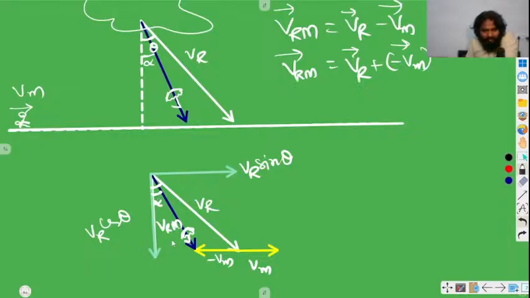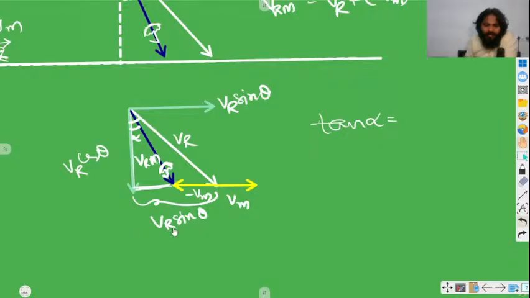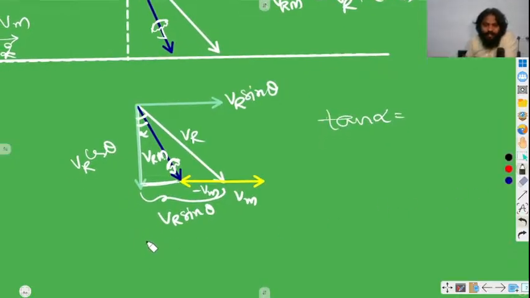Now from this right angle triangle, you have to measure tan alpha. So tan alpha is equal to, here to here is VR sin theta. Opposite sides are equal. Here to here is nothing but VR sin theta. Now you want only this value x, so from VR sin theta, if you subtract Vm, then you will get this x value. For this triangle, right?